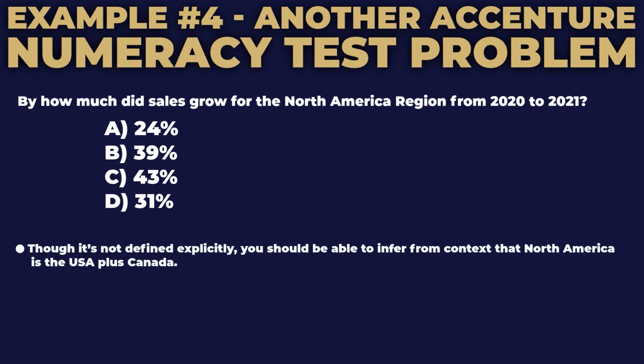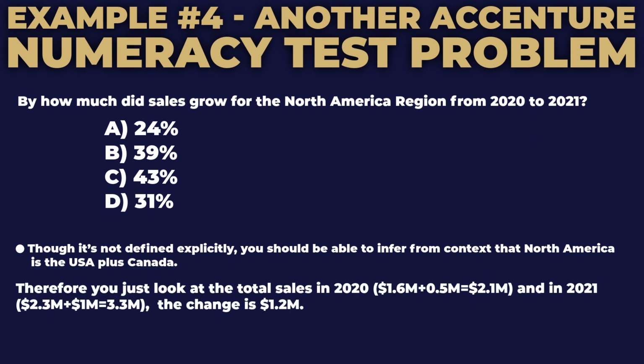Though it's not defined explicitly, you should be able to infer from context that North America is the US plus Canada. Therefore, you should look at the total sales in 2020. 1.6 million plus 0.5 million equals 2.1 million. And in 2021, 2.3 million plus 1 million equals 3.3 million. The change is 1.2 million. Therefore, the answer is C.